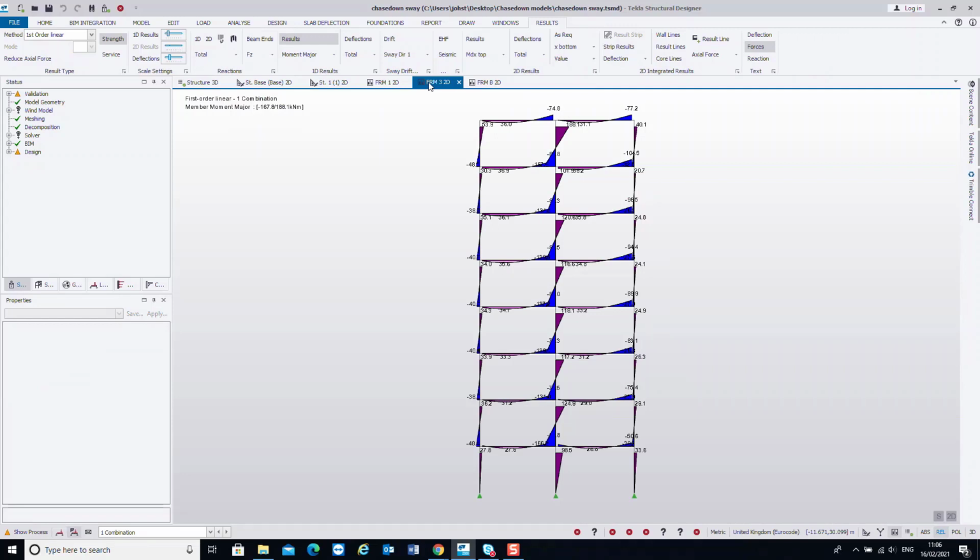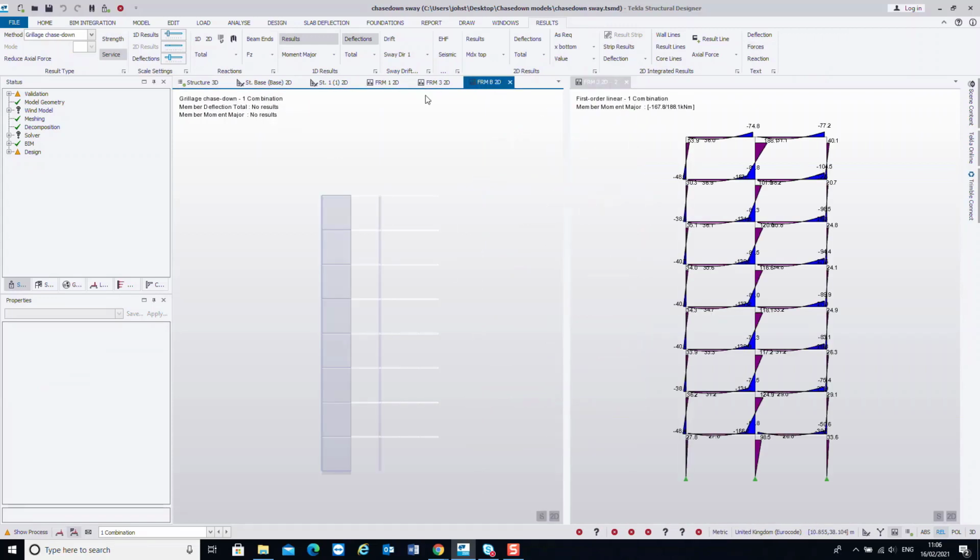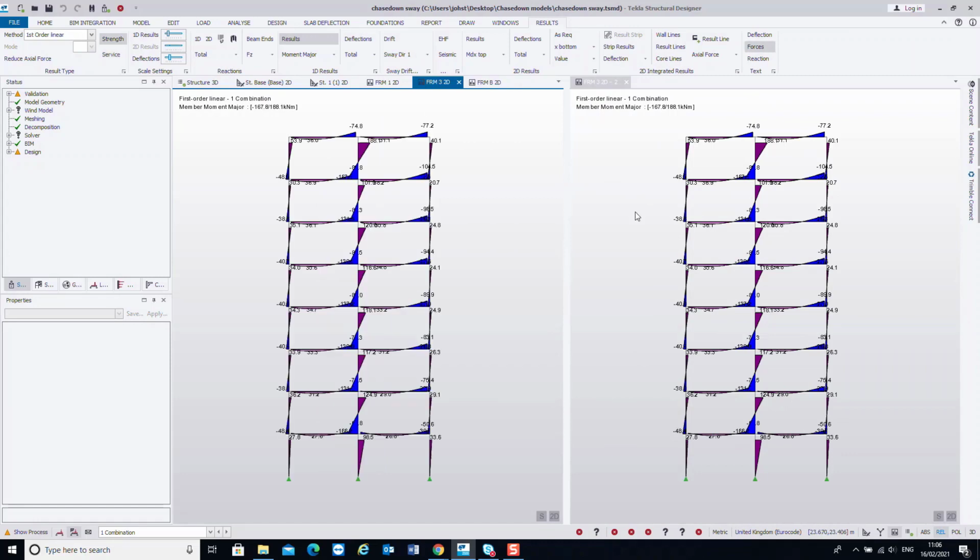Right-clicking on the tab will present us with the commands to duplicate the view and to move this to a new vertical tab group. And then in the top left-hand corner of our results view, we can select the Grillage Chasedown analysis. So viewing the results for the frames side by side, we can see the effect that the sway displacement will have on the analysis results.